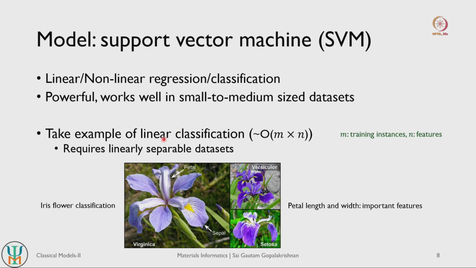So let us first take a case of simple linear classification, right. Here the support vector machine models scale on the order of m cross n. m is the number of training instances or data points that you have for training the model, and n is the number of features in the model itself. In the case of linear classification, we require data sets to be linearly separable, right. In other words, the data sets should be separable as cleanly as possible, so we do not have a large number of outliers in our data sets.